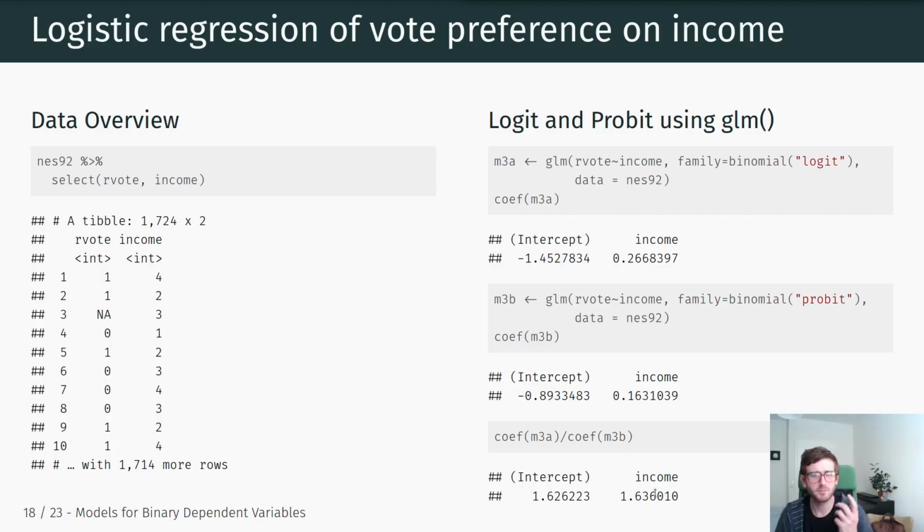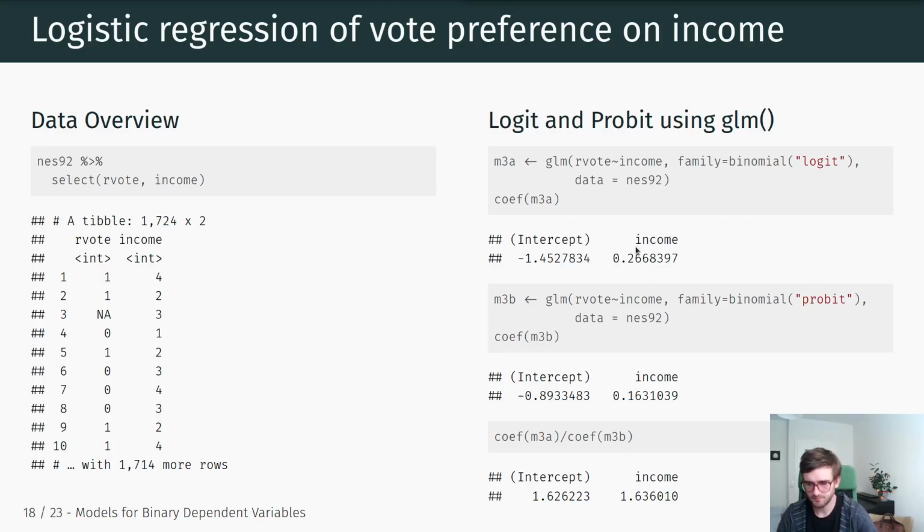Or if we think about this in the latent variable model, we made different assumptions about the underlying latent variable and the distribution of that latent variable. And so we're modeling a differently scaled latent variable with the Logit and the Probit. But the way these translate into probabilities in the end will make both of those models equivalent again, at least with regard to their substantive conclusions.